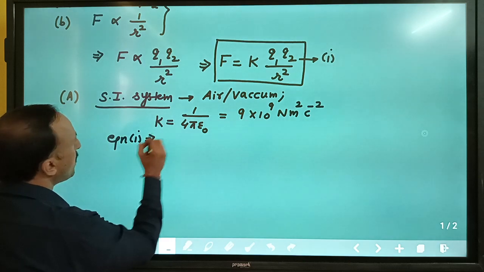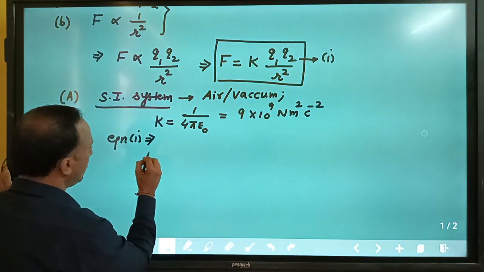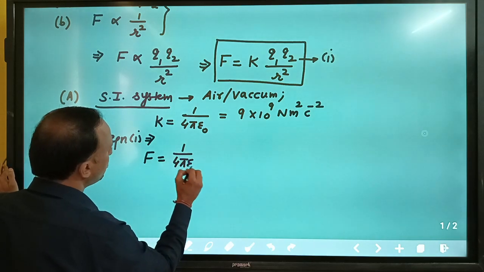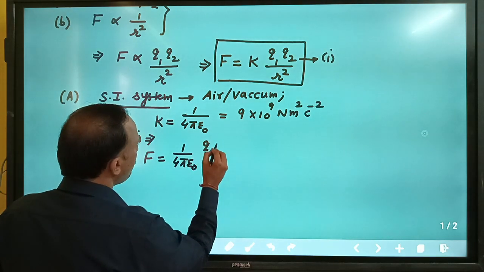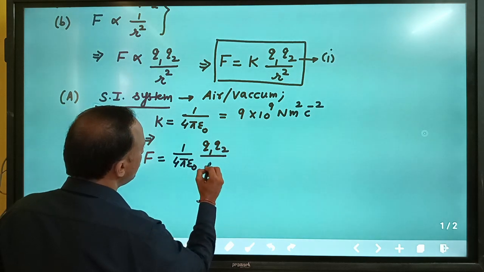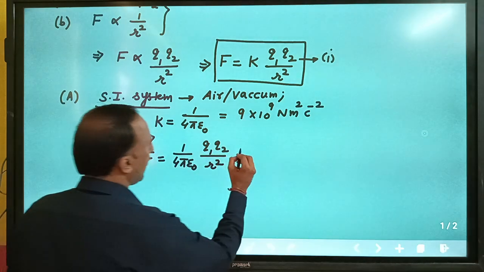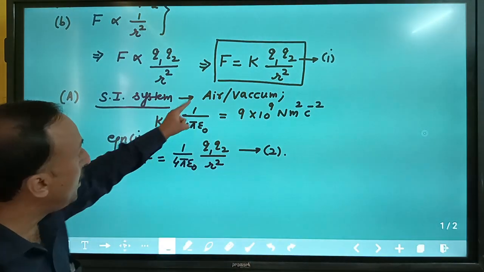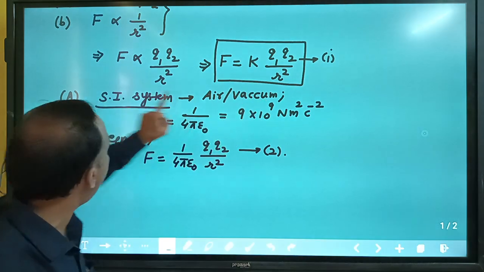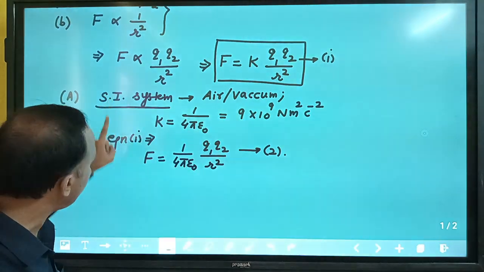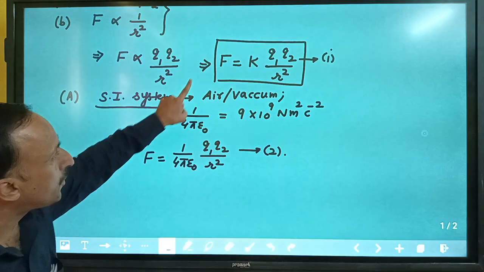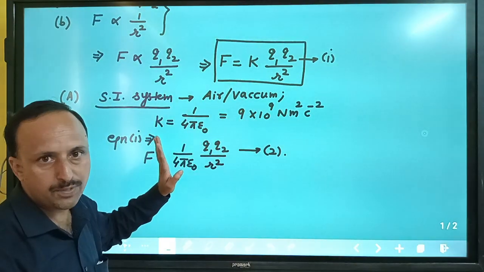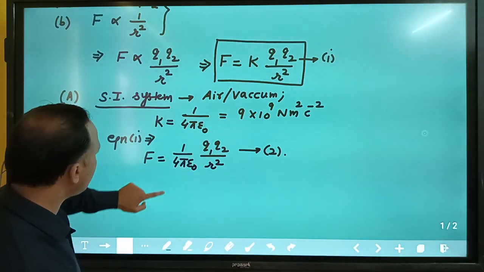here, how will the Coulomb force equation be written? F is equal to 1 upon 4 pi epsilon naught, the product of the magnitude of the given two charges divided by distance square, and this is my second equation. Fine. So when I take the medium to be air or vacuum and I am dealing with the SI system, then this is the new formula for the Coulomb force. k is replaced by 1 upon 4 pi epsilon naught, right? Come to the second case.